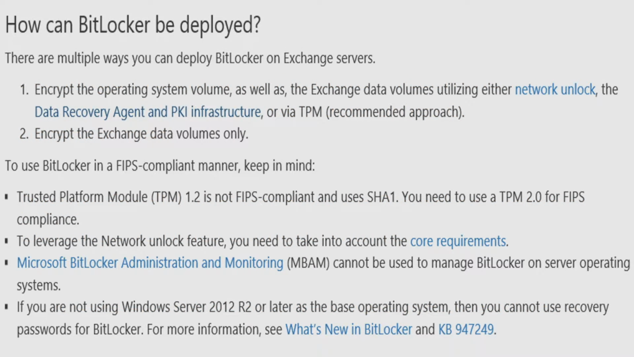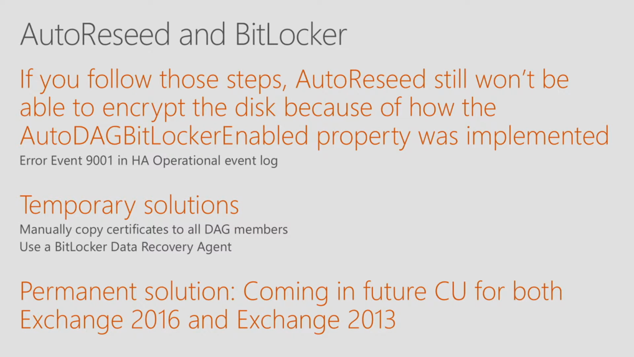So we have this wonderful blog article that Ross wrote that takes you through all the steps of implementing BitLocker on your Exchange server, gives you all the requirements that you need to follow, gives you commandlets that you need to run, every single instruction that you can imagine. And if you follow those steps, auto reseed will actually not be able to encrypt a disk because of how we implemented a property. It's the auto-DAG BitLocker enabled property, which was what we were trying to turn on with this commandlet. But when we turned it on, the way we've implemented it in code actually maps to the way in which we've deployed Exchange in Exchange Online. And with respect to that piece of the code, the way we deploy it online is just a little bit different from how we do it on premises. So the implementation of this property works perfectly as we'd expect in online. It doesn't work at all in on premises.